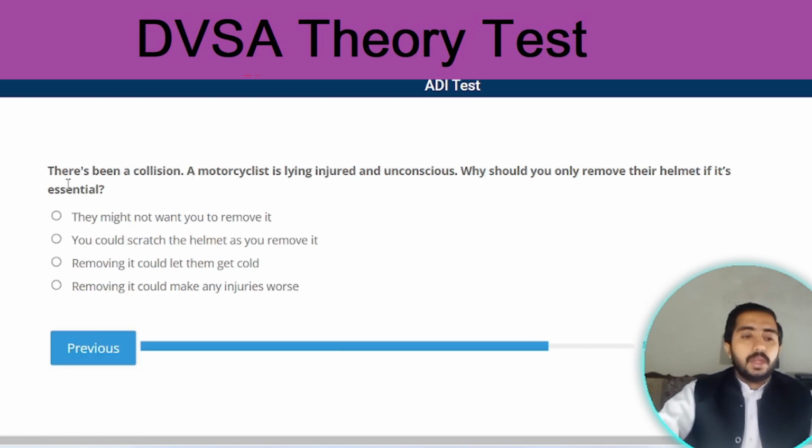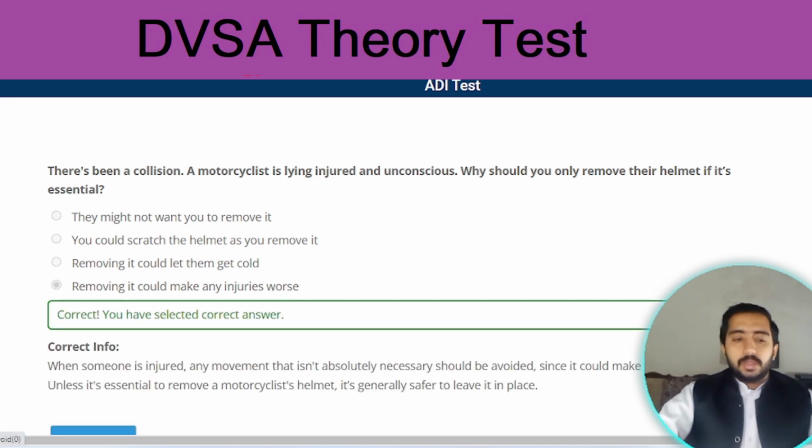Next question. There's been a collision. A motorcyclist is lying injured and unconscious. Why should you only remove their helmet if it's essential? Because removing it could make any injury worse. Option D is the correct option.